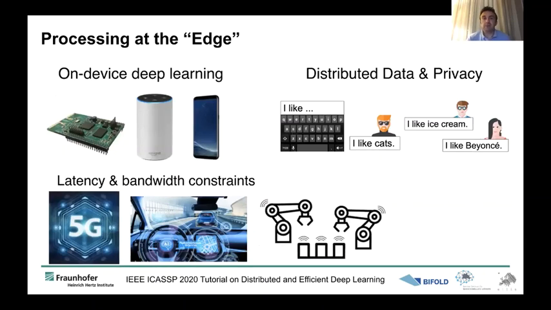Things get even worse when we move to, for example, embedded devices, smartphones, IoT devices, sensors. These devices have very limited computational resources. So if we want to really implement deep learning on device, we need to reduce energy consumption, we need to reduce memory consumption, we need to reduce storage of these networks.